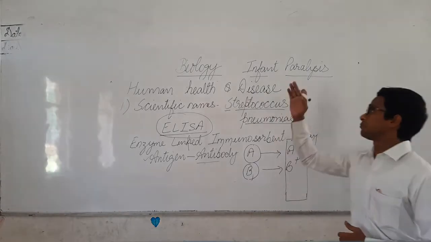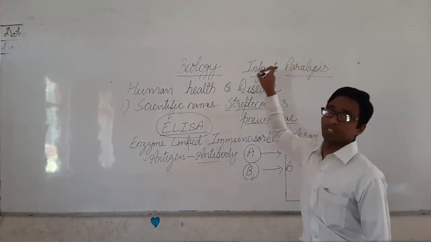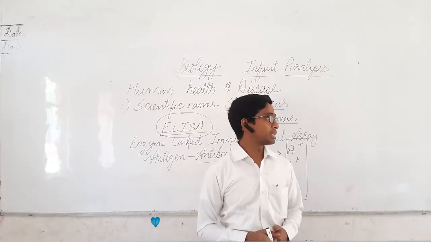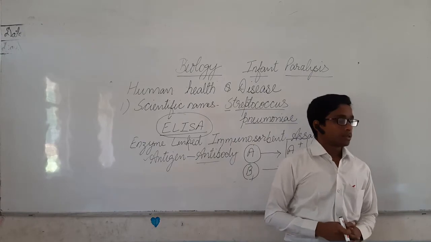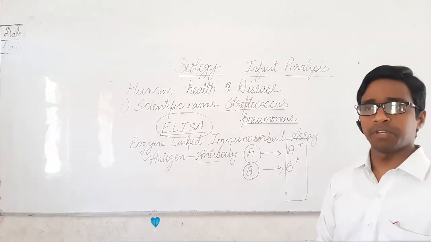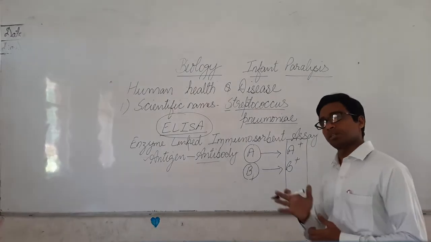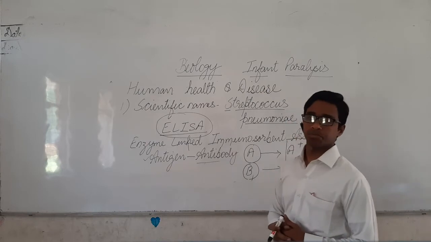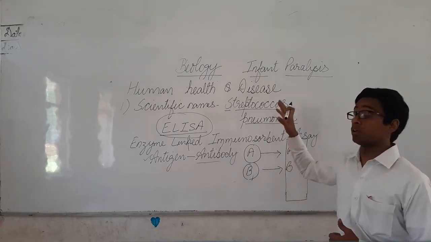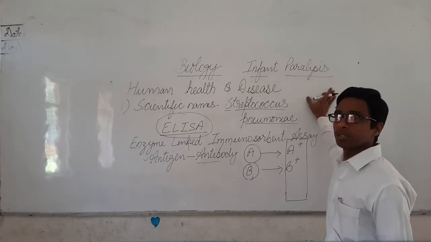It is called infant paralysis because most of the cases of polio are seen in small children only. The major reason behind this is that small kids or small babies have a very weak immune system, and that's why this virus easily destroys the immune system. But it doesn't mean that it occurs only in kids. Some cases have been reported in adults.